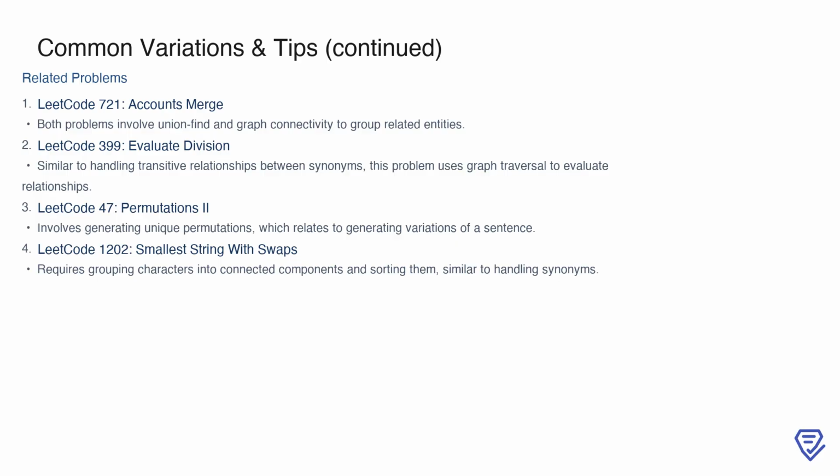which aligns with the idea of creating distinct sentence variations. Lastly, LeetCode 1202, Smallest String With Swaps, involves grouping characters into connected components and sorting them, which parallels the process of managing synonym groups and ensuring lexicographical order. Exploring these related problems can enhance your problem-solving skills and prepare you for variations of this challenge.